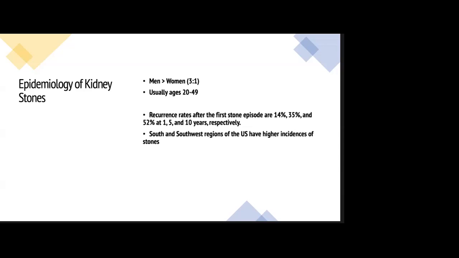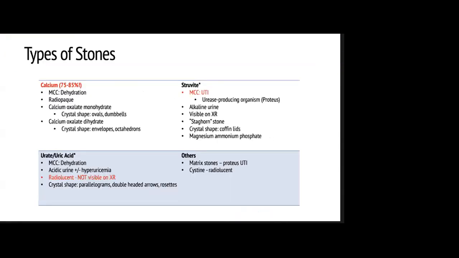And unfortunately, the South and Southwest actually have the highest incidence of kidney stones, likely from dehydration and also just a very hot climate. So the main kind of kidney stone we talked about is a calcium-based stone. Again, the most common cause is dehydration. It's radio-opaque. There are really two main subtypes, the monohydrate and the dihydrate. The difference is really crystal shape.